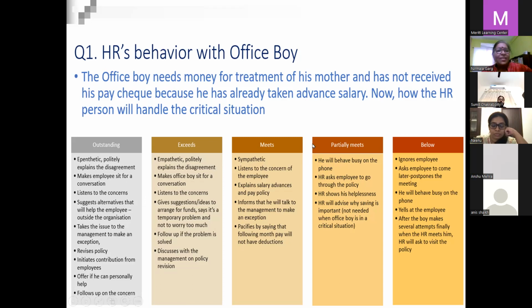Now look at the outstanding guy, at a level 5. How do you behave? He will listen to the concerns. He will suggest alternatives. Then he will revise the policy. He will take the issue to the management to make an exception. He will offer if he can personally help. So if you notice, there's a huge change from level 1 to level 5.